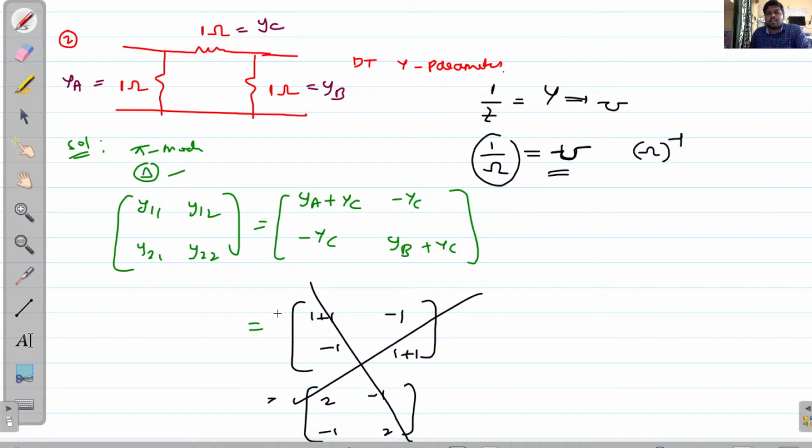But here they are providing ohms, so you should take the inverse of those ohms. What will you get? Instead of 1 ohm, you take 1 by 1. Here 1 by 1, here 1 by 1. Because of 1, there is no change.